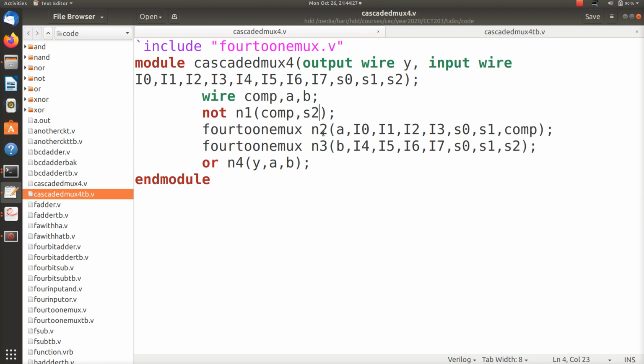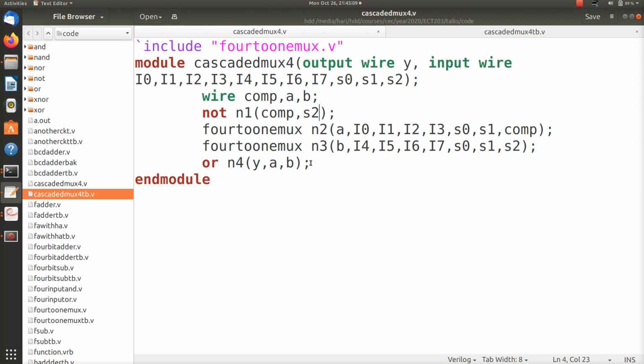So the output of this 4:1 mux is A, and I make another instance of the 4:1 mux, say N3, that is, output is B. And what are the inputs to this? This should be I4, I5, I6, I7. What are the select lines? S0, S1, S2. Why S2? Because when S2 equal to 1, this mux is activated. That is for the counts from 100 to 111. Then I have to OR these two outputs A and B, so that is the output of this multiplexer Y, or N4, Y comma A, B. So A or B becomes Y. So this is how I make this.